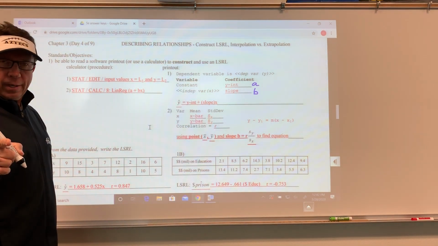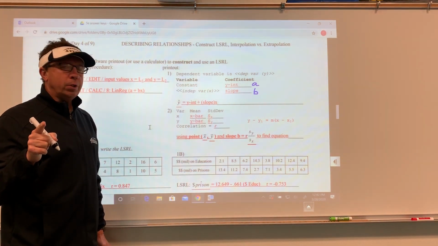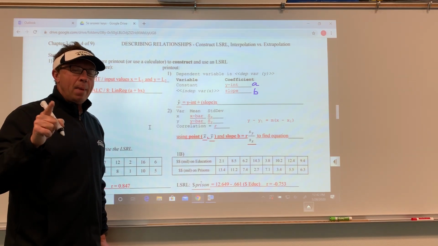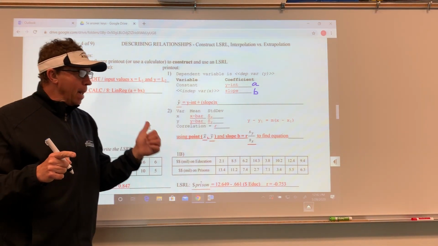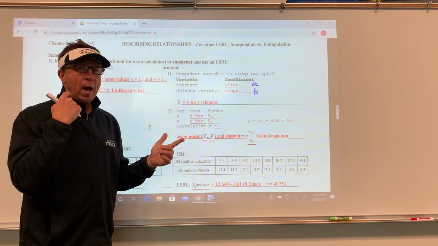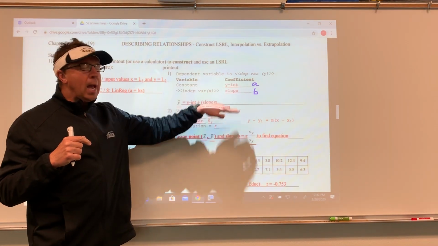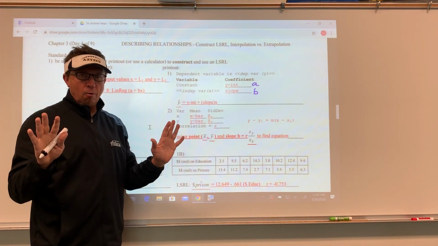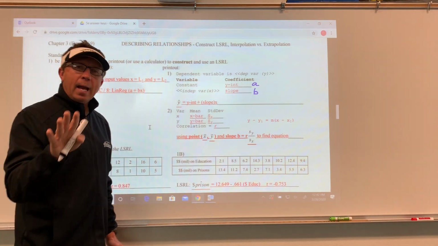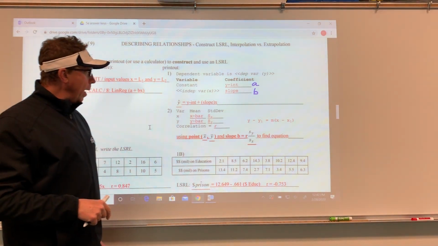That's a little different because you guys are used to y equals mx plus b, where m is the slope and b is the y-intercept. In stats, we use a and b for y-intercept and slope. That's a little bit different. You'll see that on the calculator, okay?